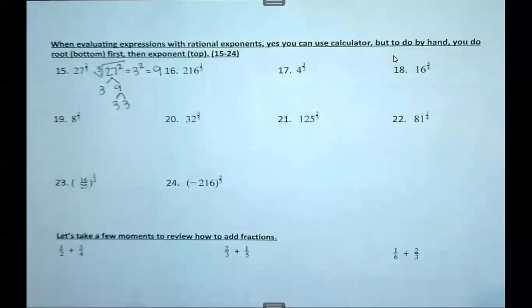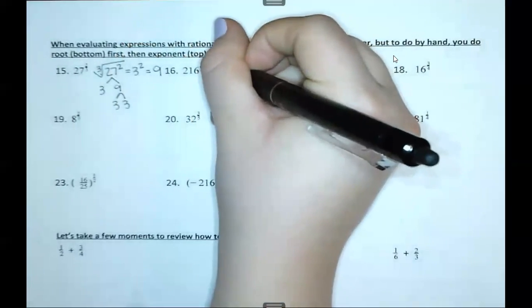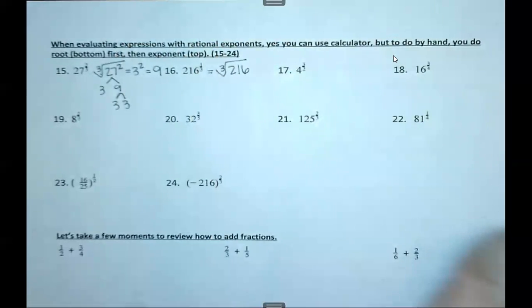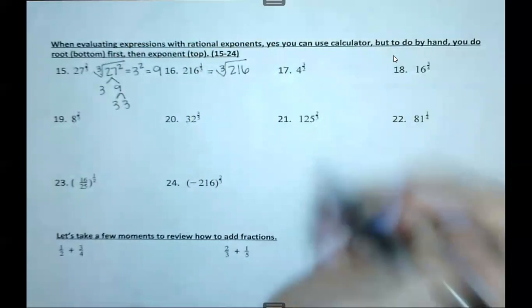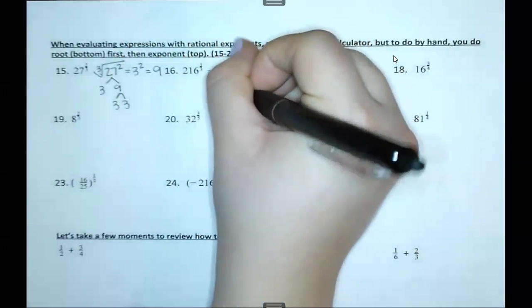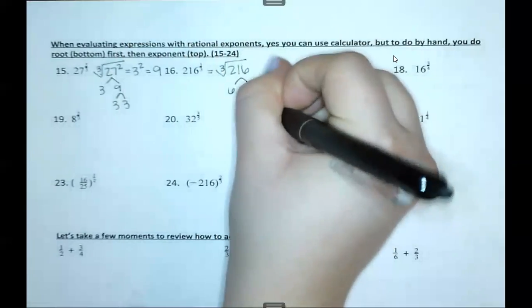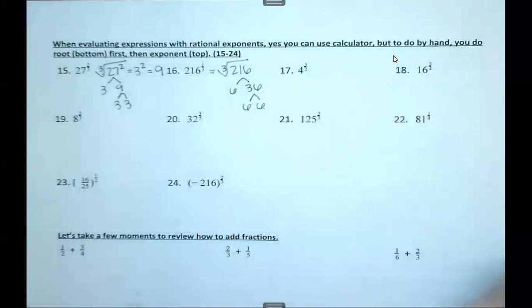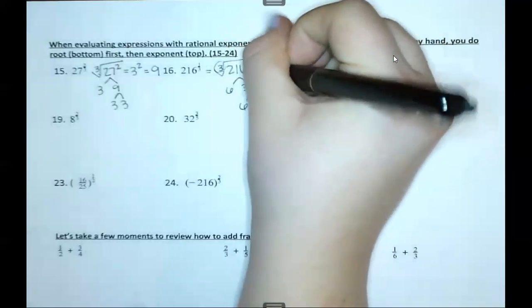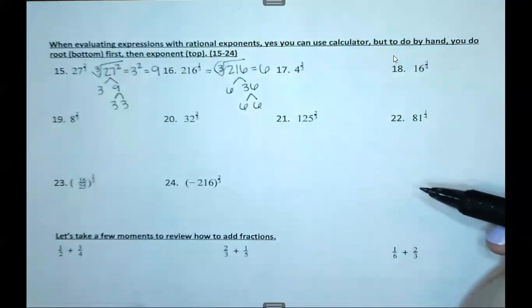All right, same idea for 216. So we would rewrite this. We're taking the cubed root of 216. It has a power of 1, so we don't have to worry about that. So I branch this into 6 and 36. And 36 will branch into 6 and 6. And looky there, we've got 3 6s. So we get to pull out a 6. And you could write 6 to the 1st power, but it's understood.